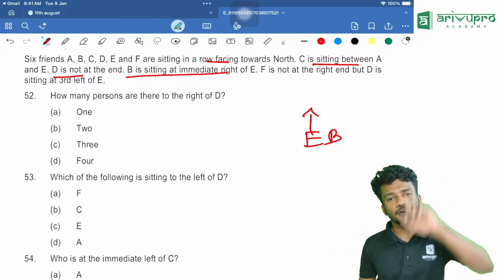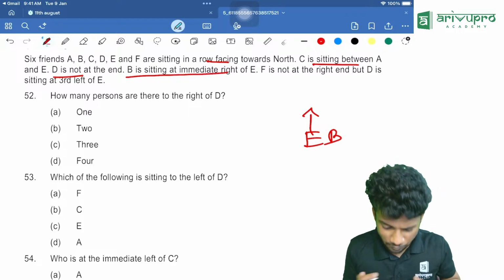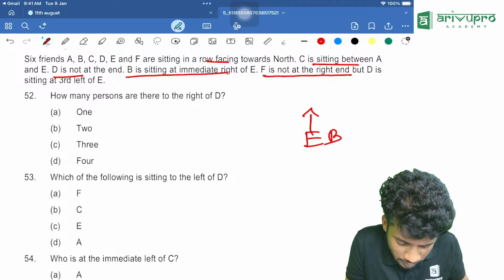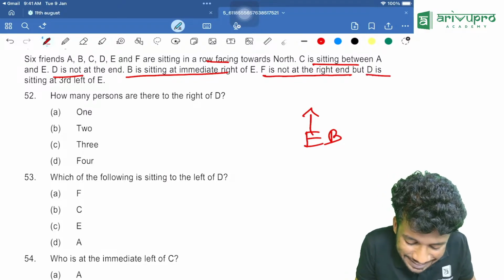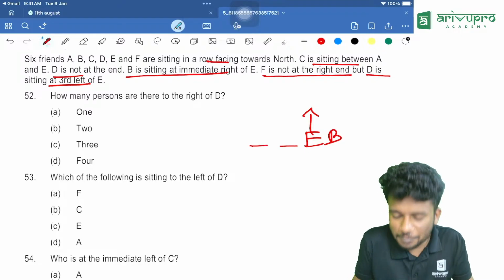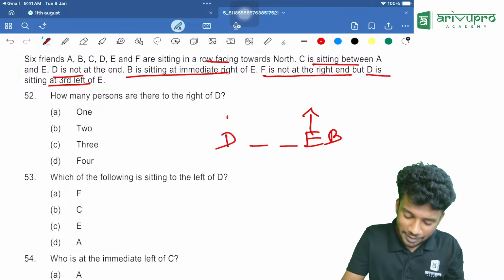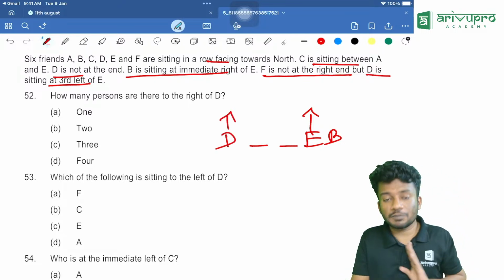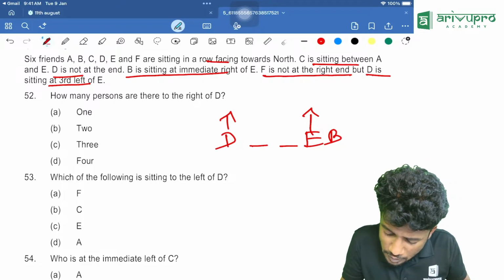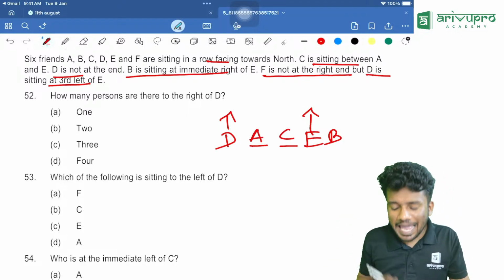Is this correct? They are looking towards north and B is sitting immediate right of E. Then what else is given? F is on the right of D. But D is sitting third left of E. Third left of E means how many people are there in between? 2 people are there in between. Then D is sitting here. So total 6 people are there. Now we mark 5 places. Then C is sitting between A and E.